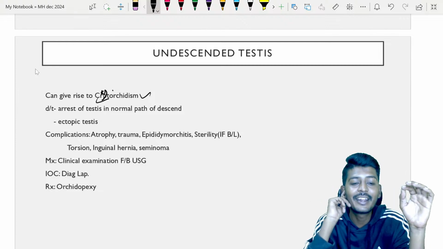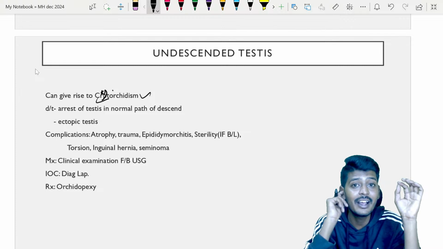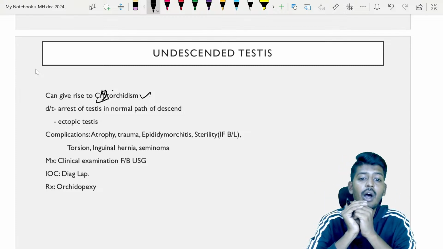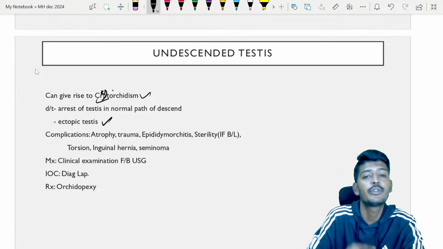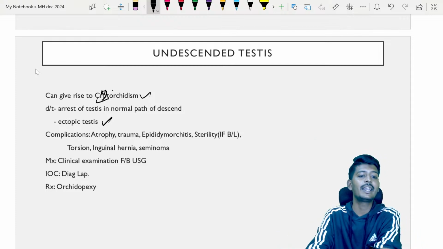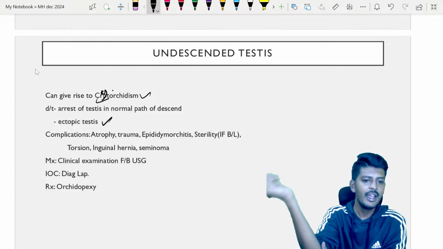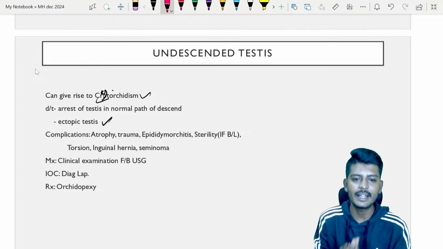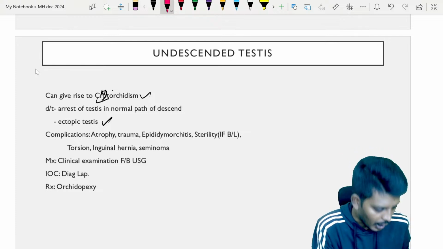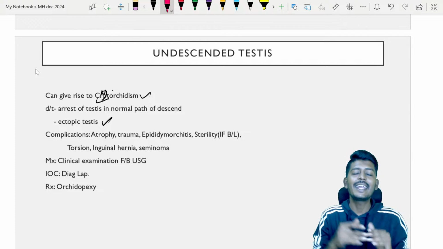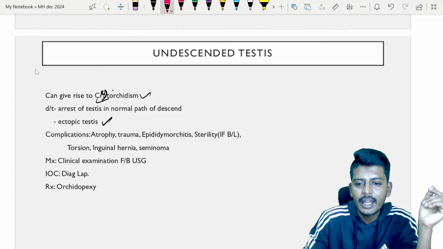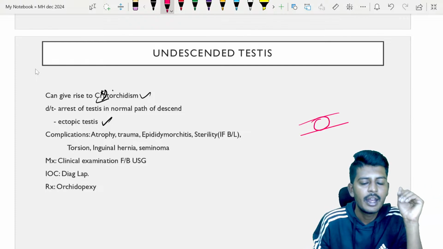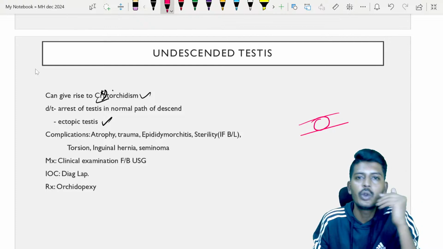What I'm trying to tell you is that they get stuck, most commonly in the inguinal canal. If they get stuck, with arrest in the path of descent, the testis is located in an abnormal location, so we will call it an ectopic testis. Now complications are very important. If an undescended testis is not properly treated, it can give rise to complications. The testicle got stuck here in the inguinal canal. As it is stuck, blood supply is reduced and it is not doing its normal function.